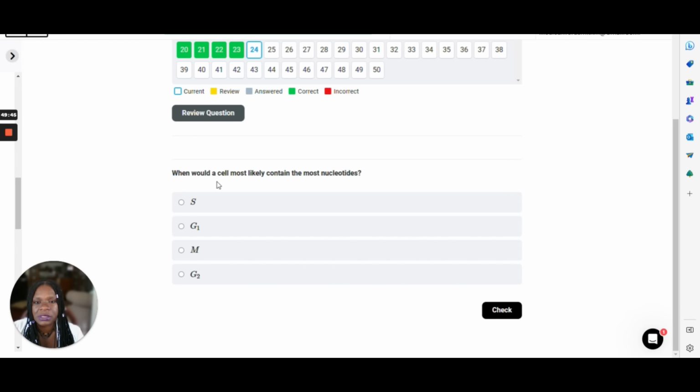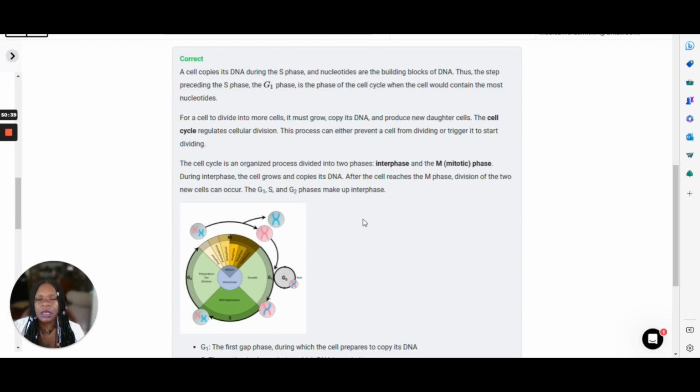When would a cell most likely contain the most nucleotides? Is it going to be in the S phase, the G1 phase, the M phase, or the G2 phase? Okay, so let's see. Which one is that going to be? I'm going to go with the G1 phase, and here's why, you guys. The cells are going to copy its DNA during the S phase, and nucleotides are the building blocks of DNA. Thus, the step preceding the S phase is the G1 phase, which is the phase of the cell cycle when the cell would contain the most nucleotides, right?